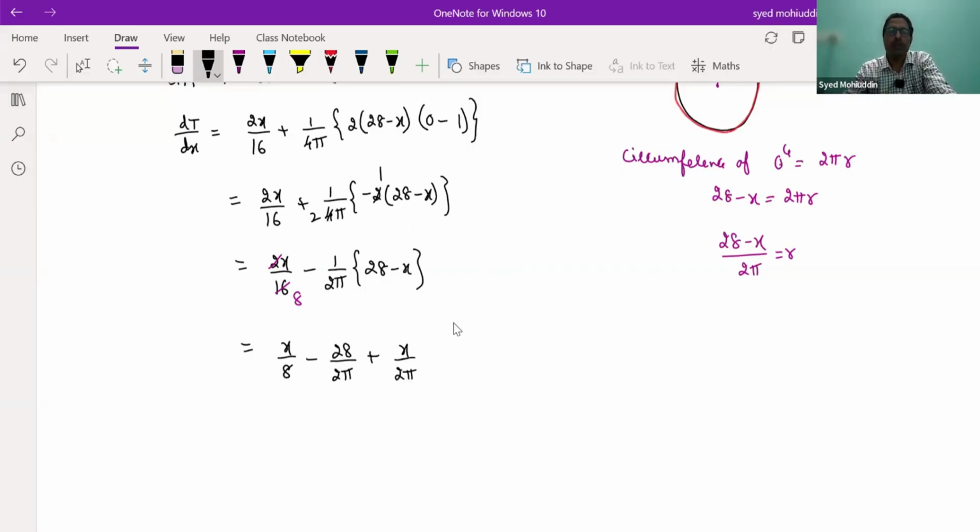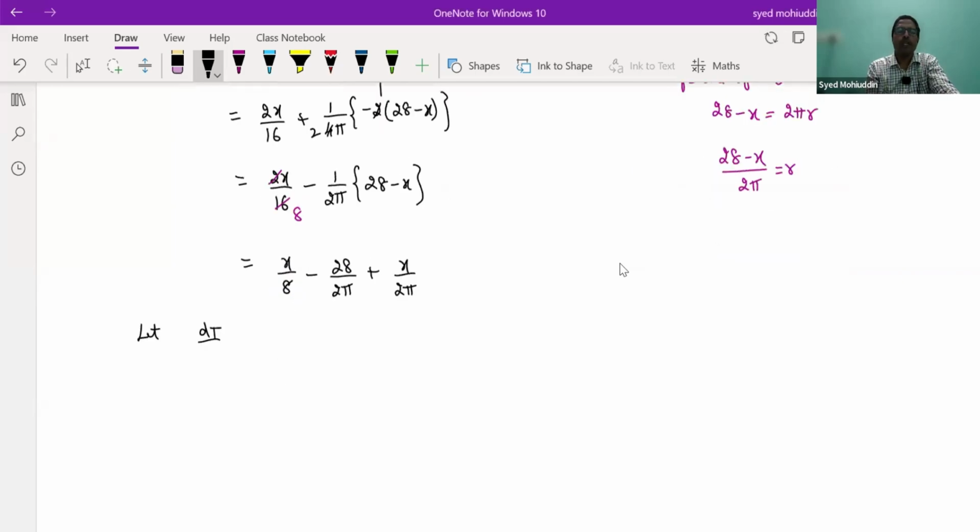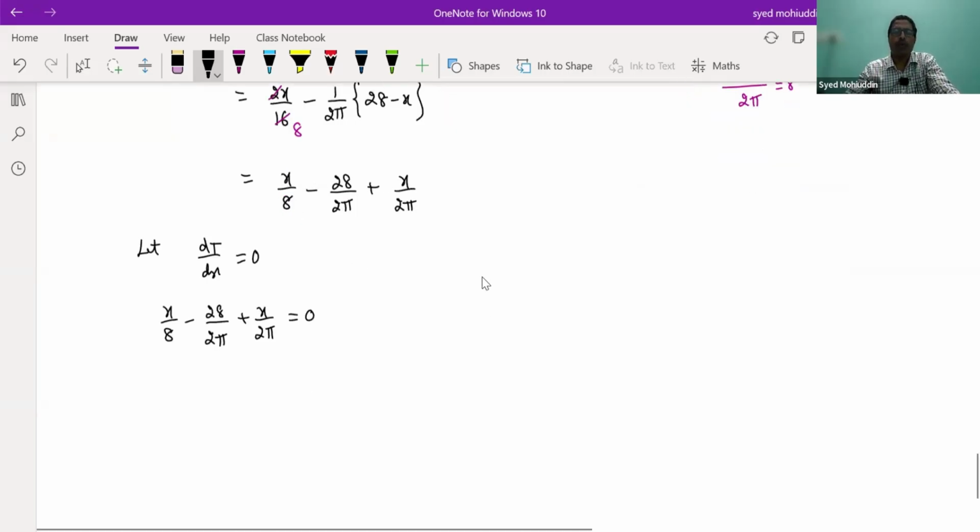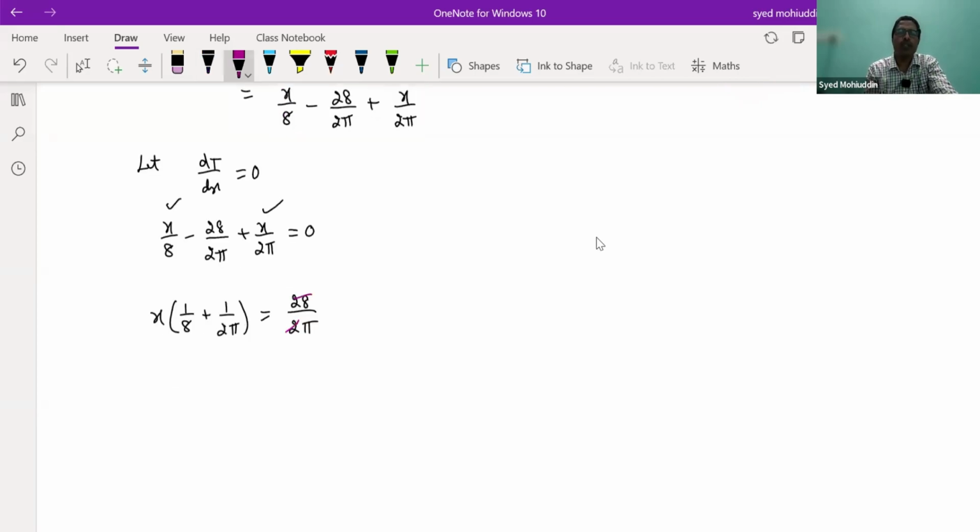That's the expression we have. But now I need to equate this to 0 to find the value of x. Let us take dt by dx equal to 0. So this term, x by 8 minus 28 by 2 pi, then plus x by 2 pi, is equal to 0. So what you can do is group these two values and take x common outside. If I take x common, I'll be left with 1 by 8 plus 1 by 2 pi. And I'll send this 28 by 2 pi to the right hand side. It becomes 28 by 2 pi. 2 ones are 2, 2 fours are 8. What is left here?